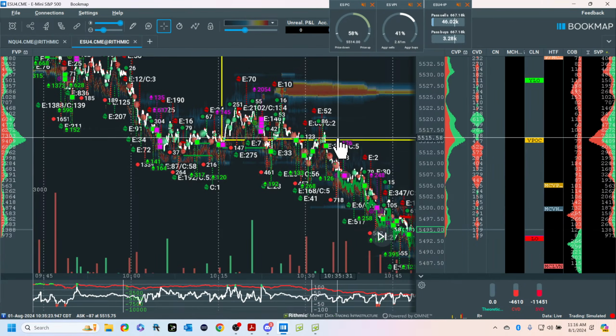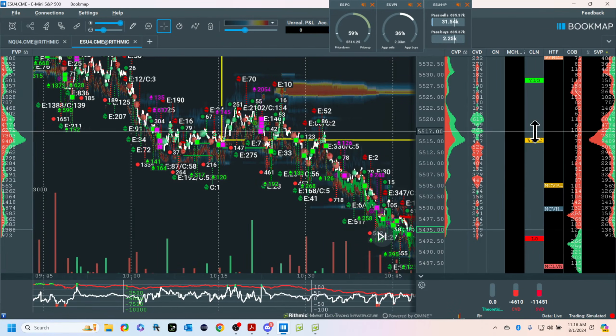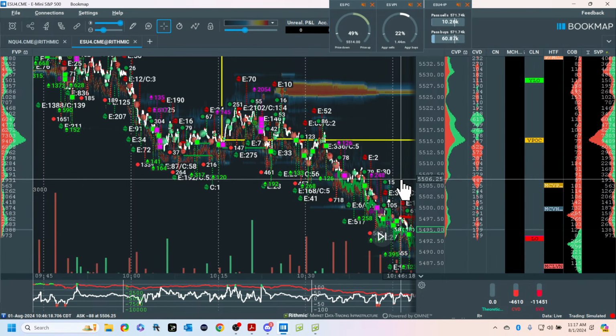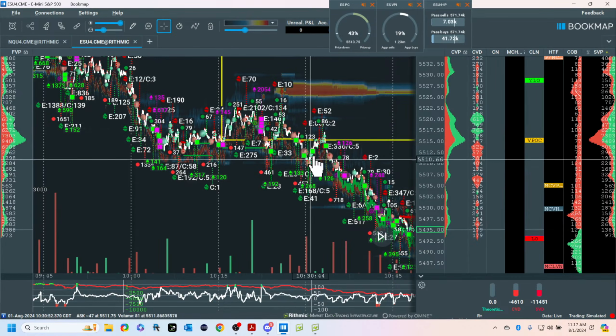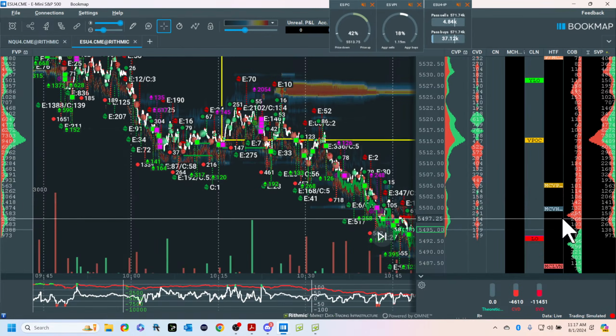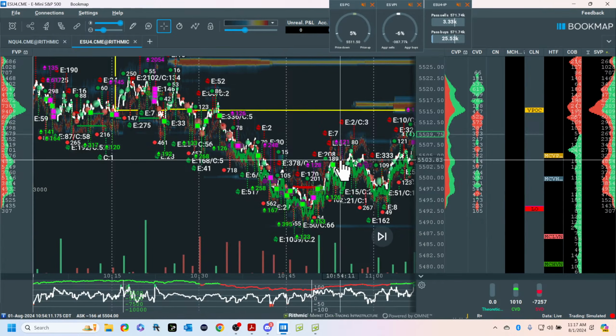There's two possibilities in this configuration. You get here, and if we were testing the VPOC from above and we bounced off it, it's the same as testing this from above and turning around and taking a long. But when you break below it, if we pull back to it, it sets up a potential continuation short. So it's the same concept as what you see here. Break, test, south. And if we do it in a higher time frame or fractal, break, test, south. Okay? So that was the basis of a short here.